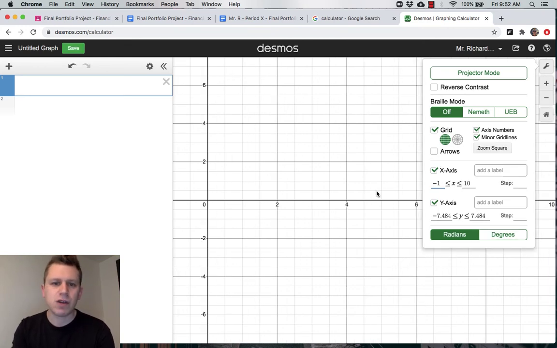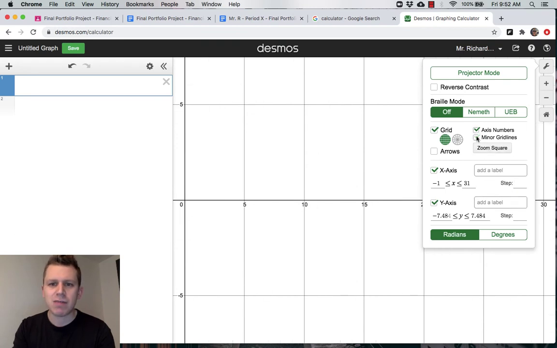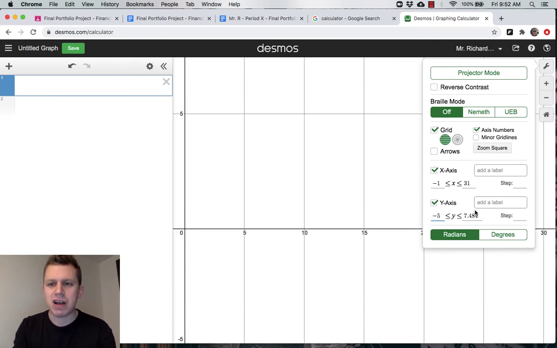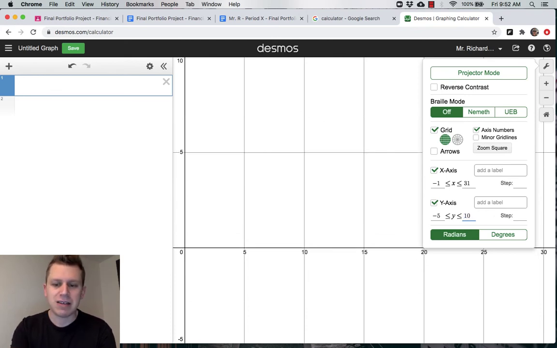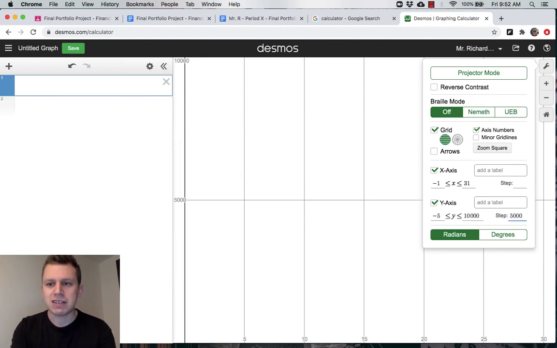So I'm going to write -1 so I can see the x-axis, and then I'm going to go up to like 31, and maybe that's probably fine. I like to get rid of the minor grid lines. And then my y-axis, I'm not sure what it's going to be yet, but I'm assuming we're going to have a lot of money if I'm starting with 750. So I'm going to say maybe up to like 10,000. I may adjust that later, and we'll count by like 5,000s.